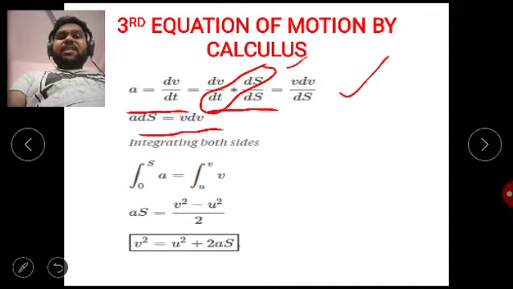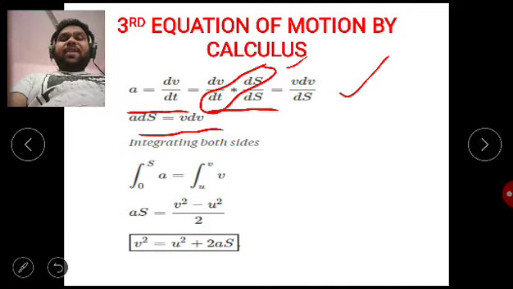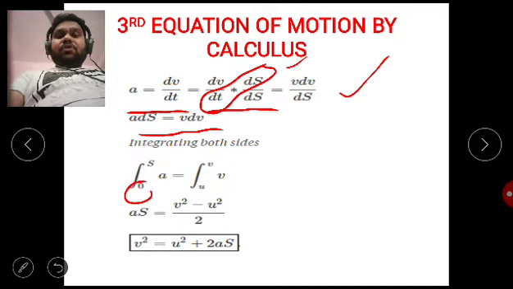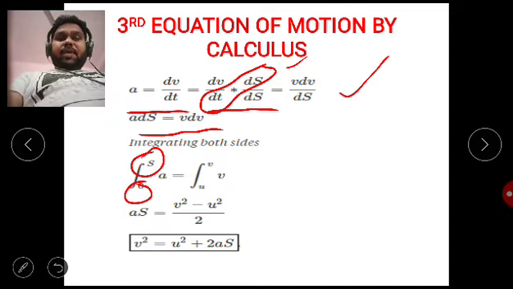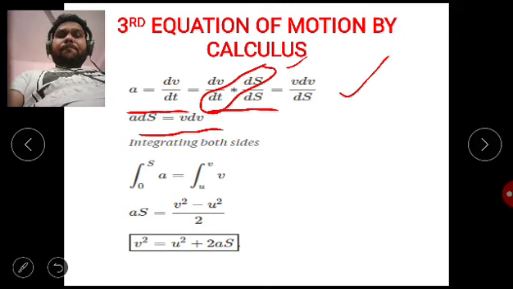Now position is changing from 0 to s and velocity is changing from u to v. That means at time t = 0, velocity is u, and at time t = t, velocity is v. At time t = 0, displacement is 0, and at time t = t, displacement is s. So you will integrate on both sides with the required limits.